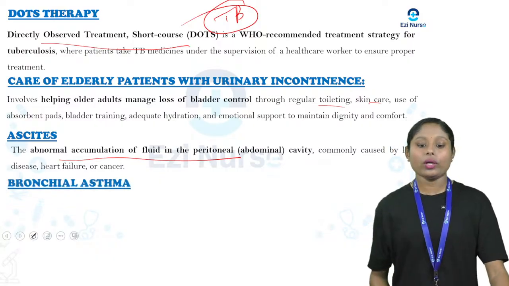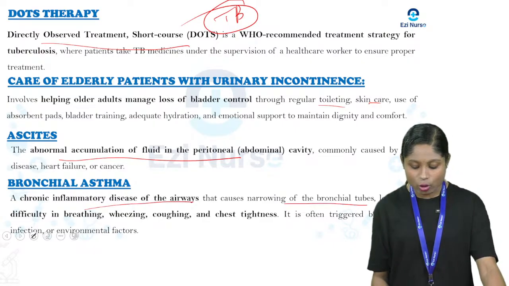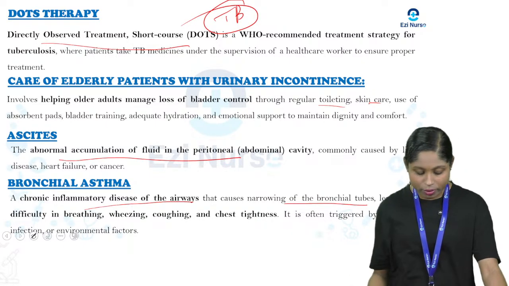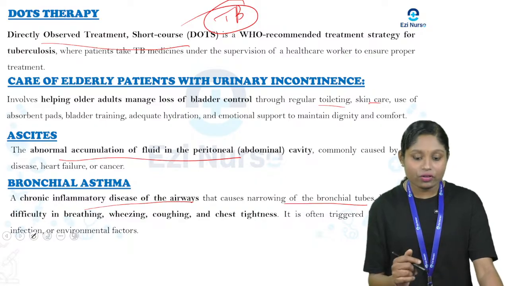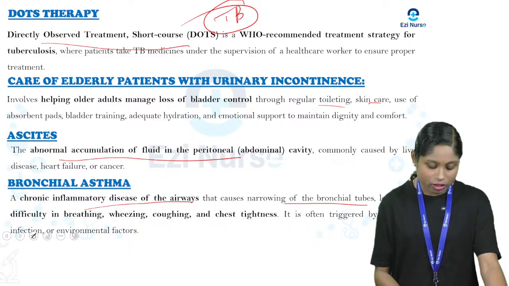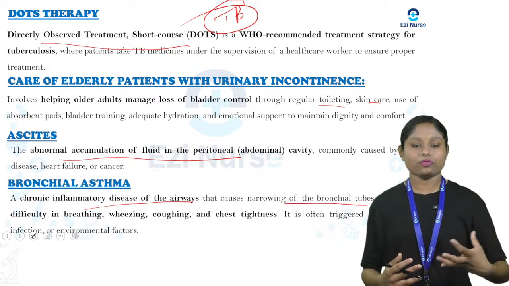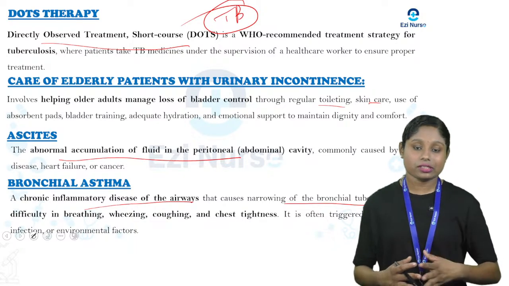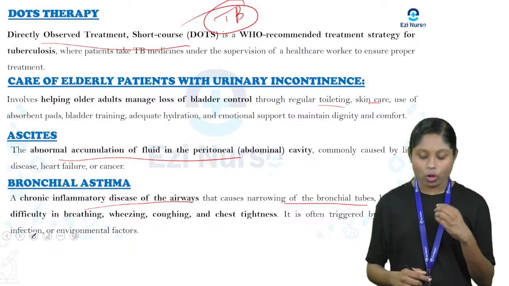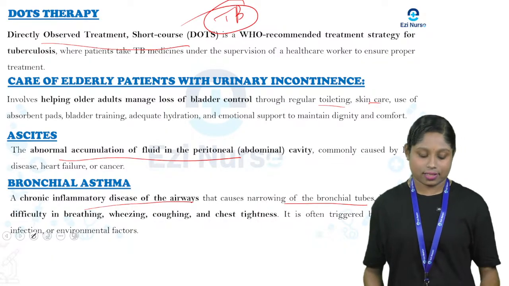So next one is bronchial asthma. So what is bronchial asthma? It's a chronic inflammatory disease of airways causing narrowing of the bronchial tubes. So here it is a chronic disorder where the narrowing of tubes will be there, leading to difficulty in breathing, wheezing, coughing and chest tightness. It is often triggered by allergens, infections or environmental factors. So asthma, some of the children will suffer more from asthma, that is a chronic inflammatory disease of the airway where there's narrowing of the bronchial tube which causes difficulty in breathing, wheezing, cough and chest tightness.